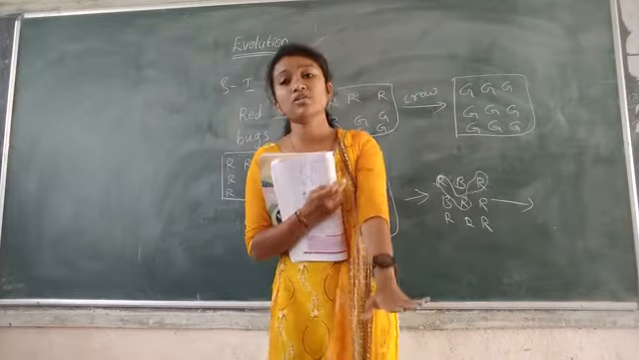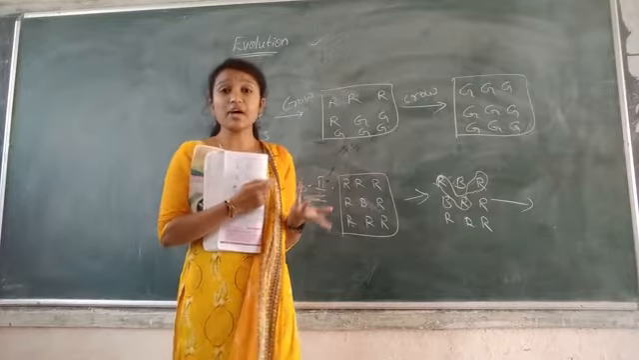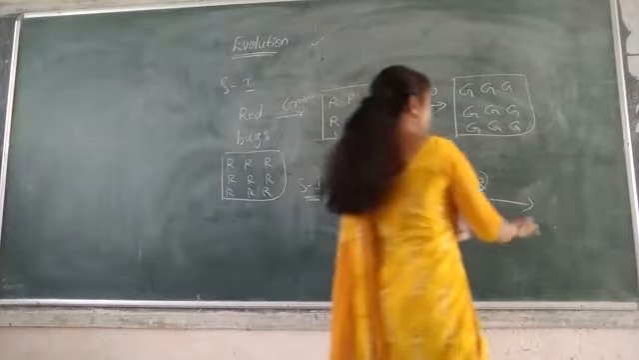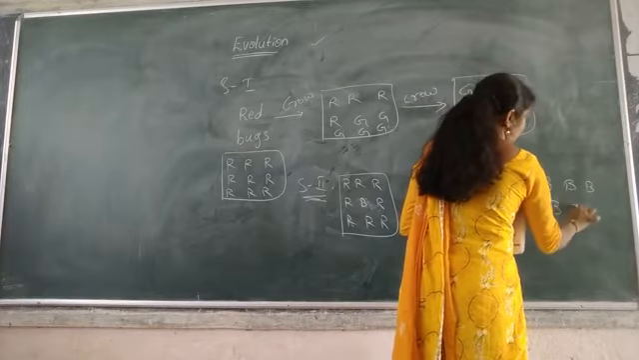It has stamped on this plant and all the red bugs have died. So what comes in the next generation? Surely blue bugs come in the next generation, right?